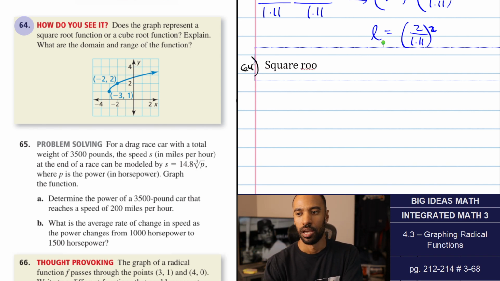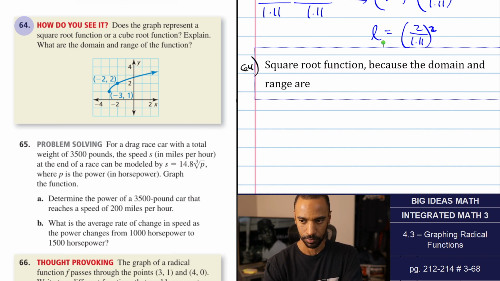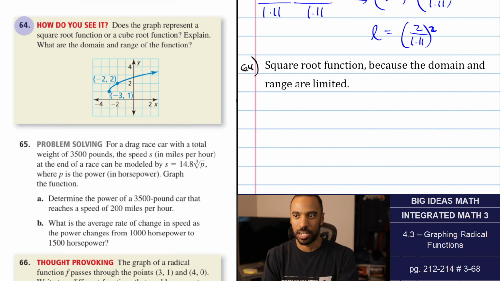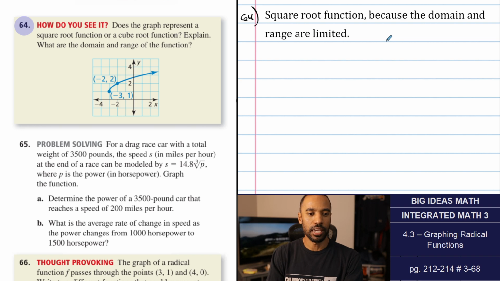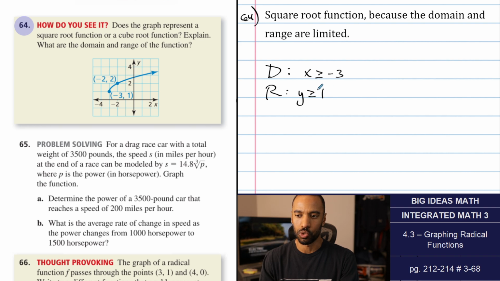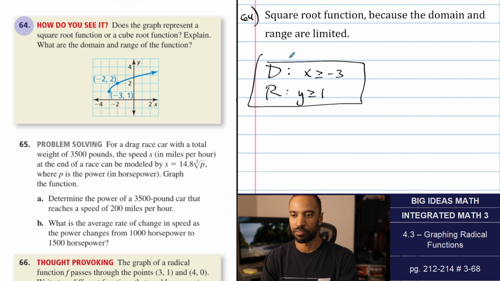Square root function, if for any other reason, because the domain and range are limited. Cube root functions don't limit domain and range. They don't limit it. So the domain of this one, the x's go to the right of your vertex, which is negative 3, 1, right? So x is greater than or equal to negative 3, and your range is y is greater than or equal to 1. That's the bottoming out portion of that.